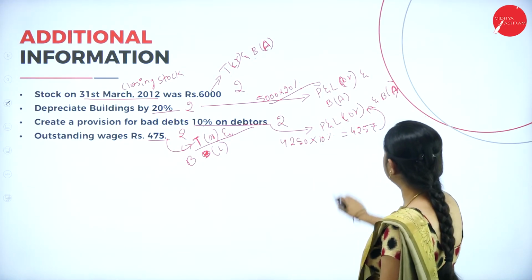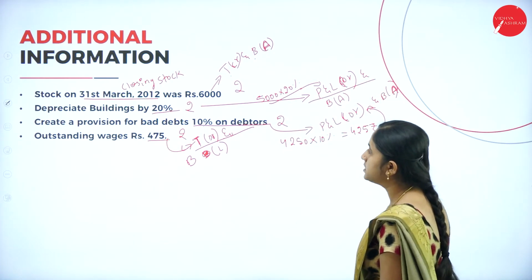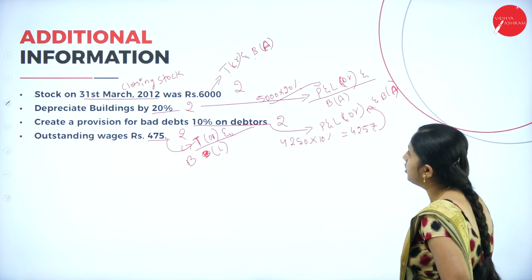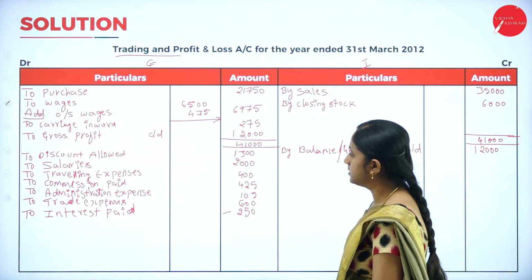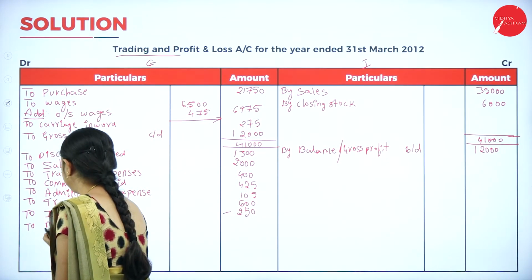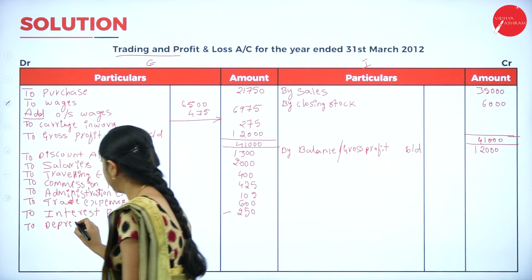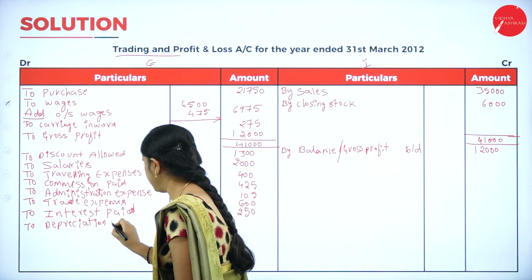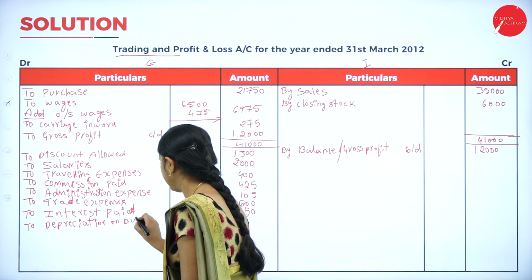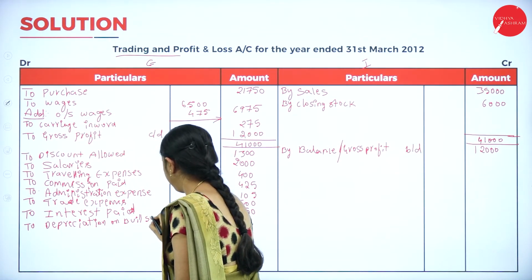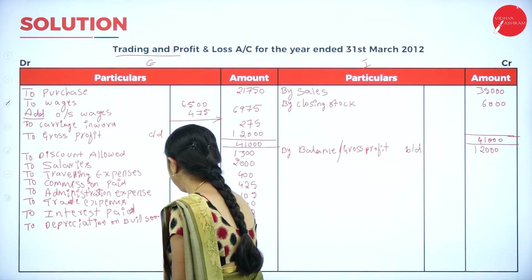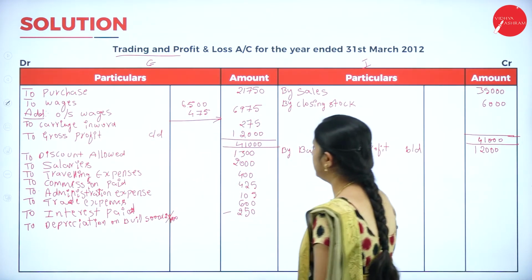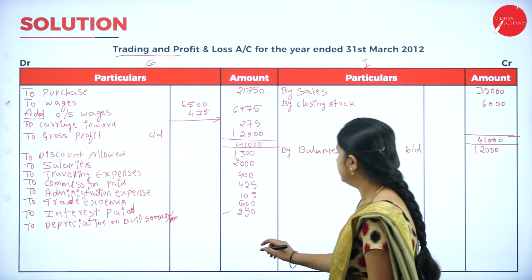In the profit and loss account, here you have depreciation: depreciate building by 20%. So depreciation on building is 5000 into 20 by 100, which is 1000.